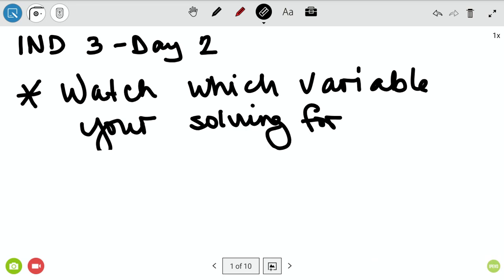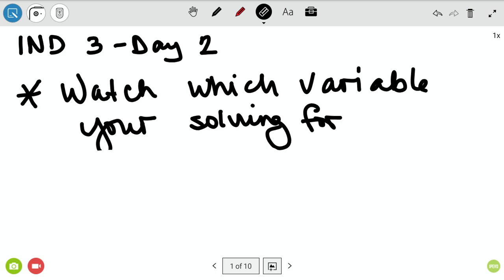Okay, so indicator 3, day 2, and you still are going to be solving for a variable. The only difference between day 2 and day 1 that we did yesterday is that on yesterday's homework, every single problem was solved for y. Today's homework, it's going to be a different variable every problem. So each problem you need to look for which variable you're solving for. Okay? So that's kind of the only difference.